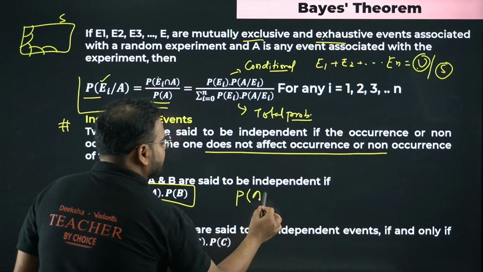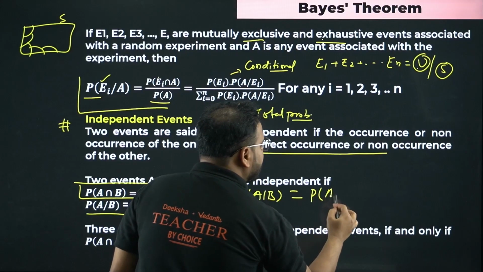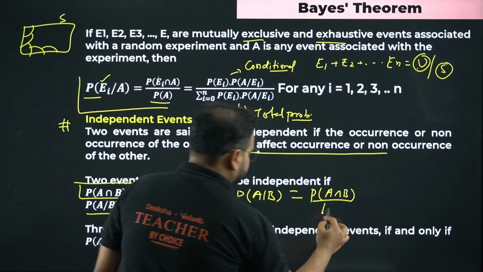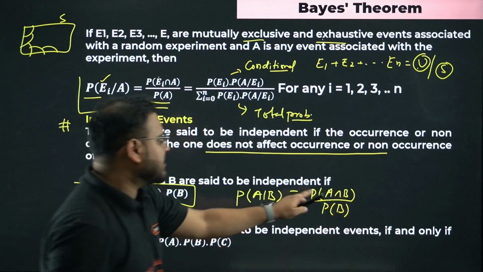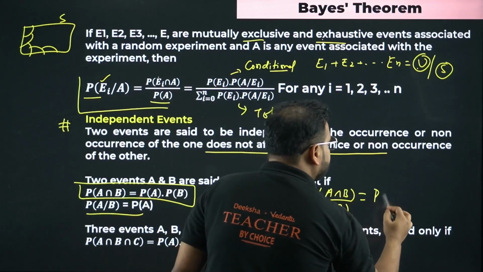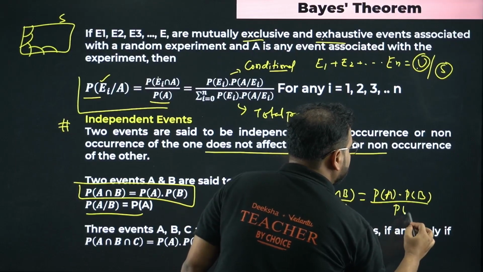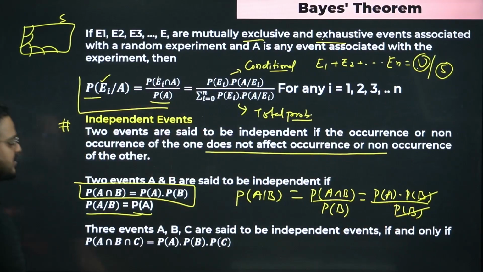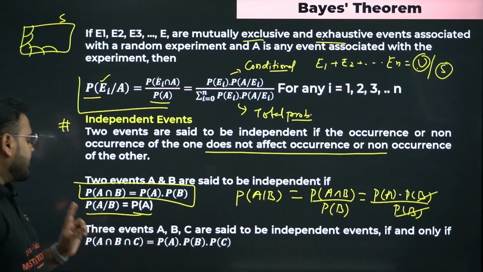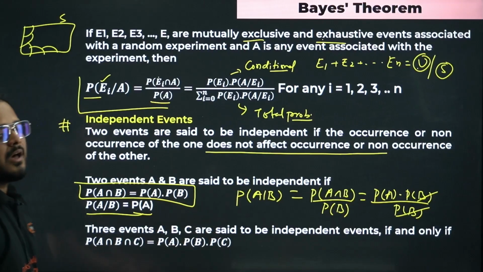P of A conditional with B will be nothing but, we have the formula, P of A intersection B upon P of B, right? If it is an independent event, I can write the numerator as simply PA into PB, right? Divide by PB, cancel, what I get as the result is simply PA, sir. If I'm having three events, I'll write P of intersection of A with B with C as PA into PB into PC. Please have a look.